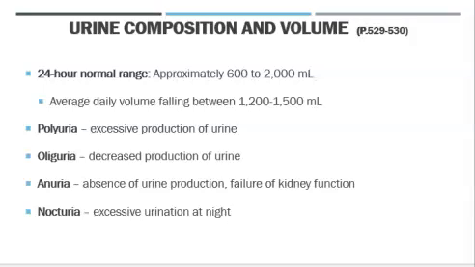The first term we're going to discuss is polyuria, and this is when a person has excess production of urine, so it would be in excess of that 2,000 milliliters per day.